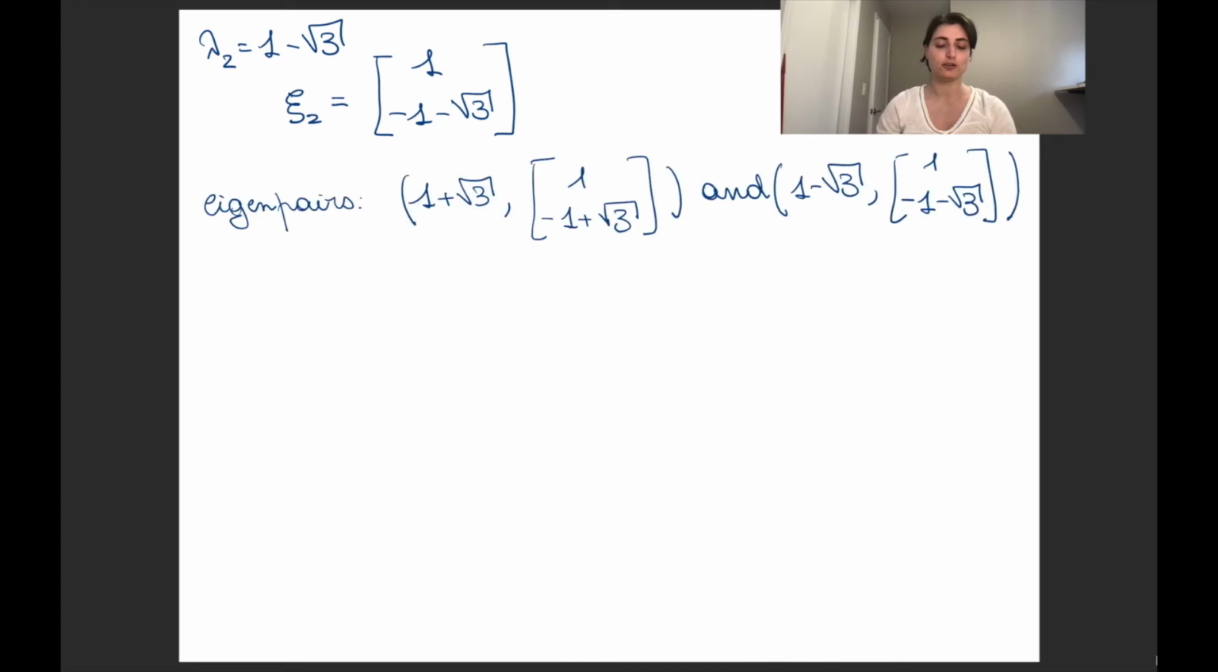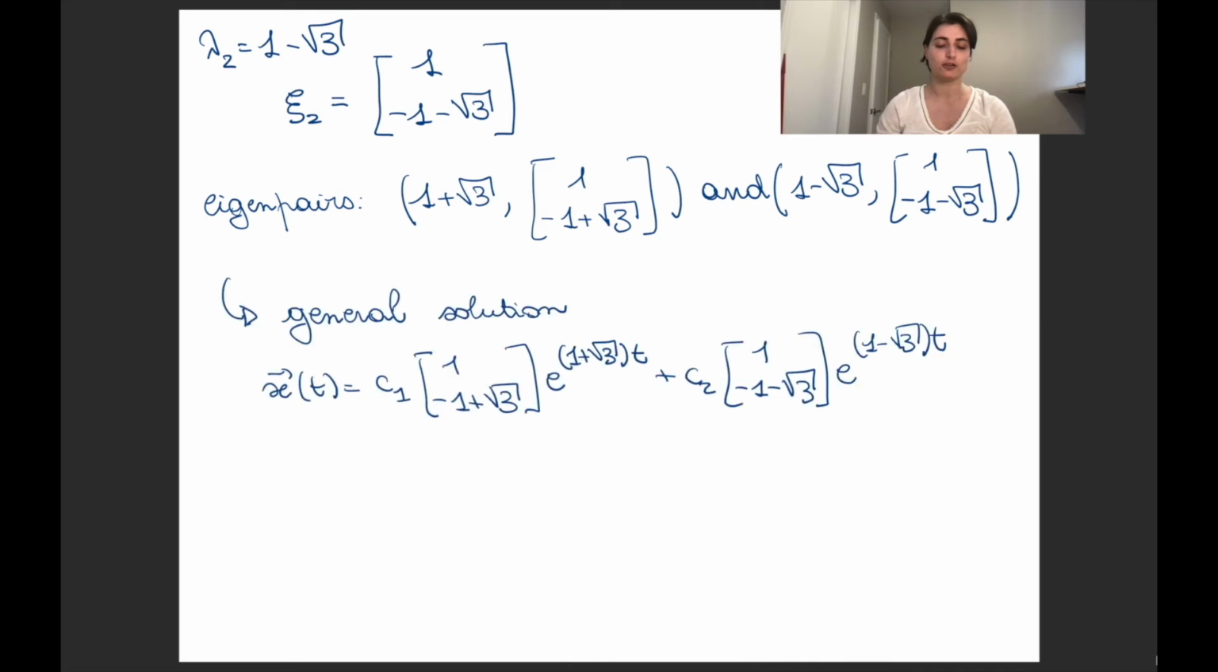So we have the eigenpairs. That is just the combination of all the things I've said until this moment: the two eigenvalues associated with their eigenvector. So the general solution is a linear combination of eigenvector multiplied by the exponential of eigenvalue times time. So in this case, it's C1 multiplied by the vector (1, -1 plus square root of 3) multiplied by exponential of (1 plus square root of 3) times time, plus C2 times the vector (1, -1 minus square root of 3) and exponential of (1 minus square root of 3) times time.